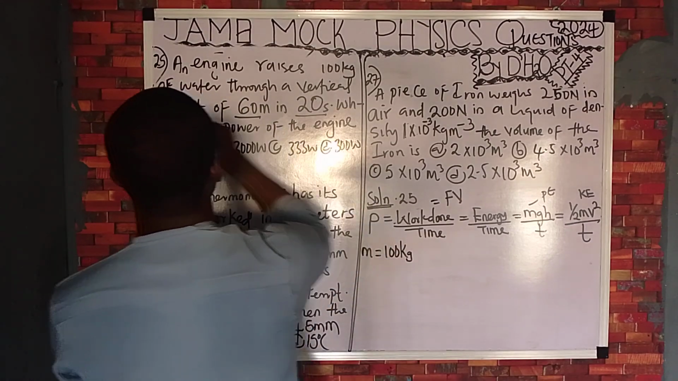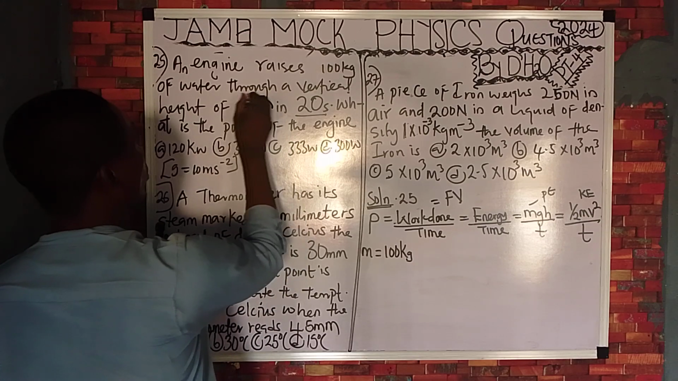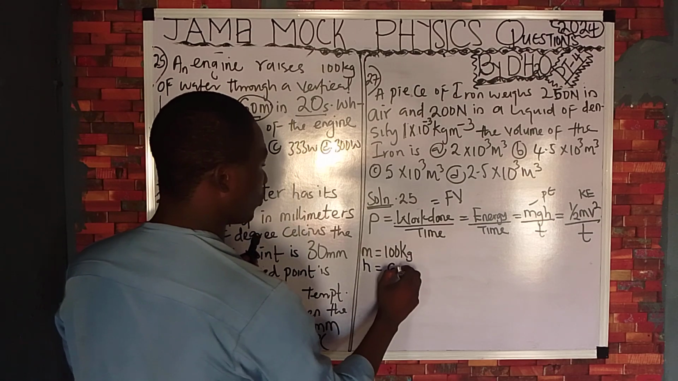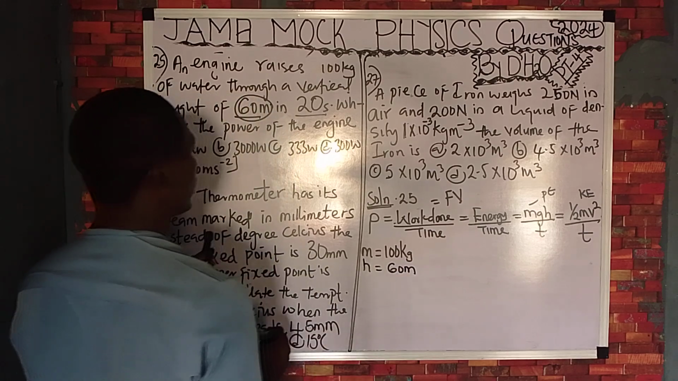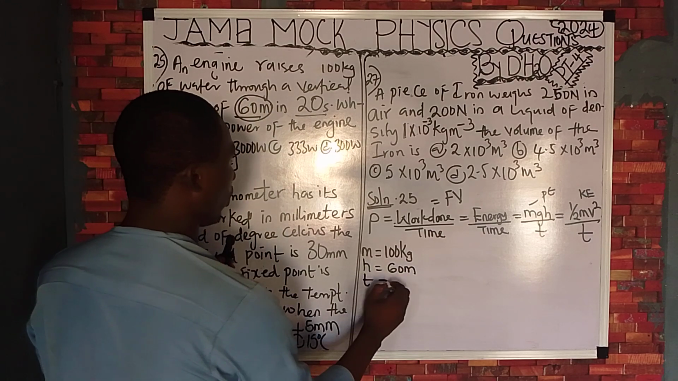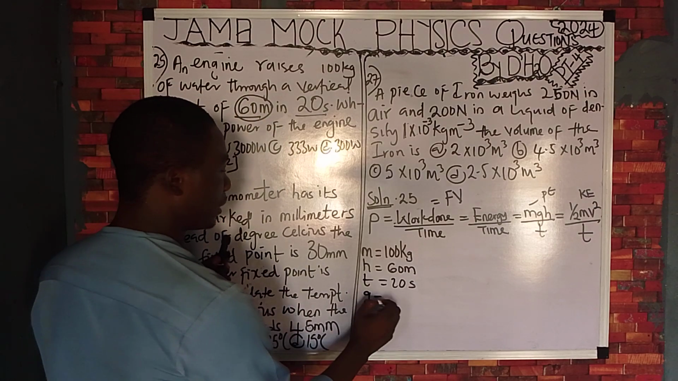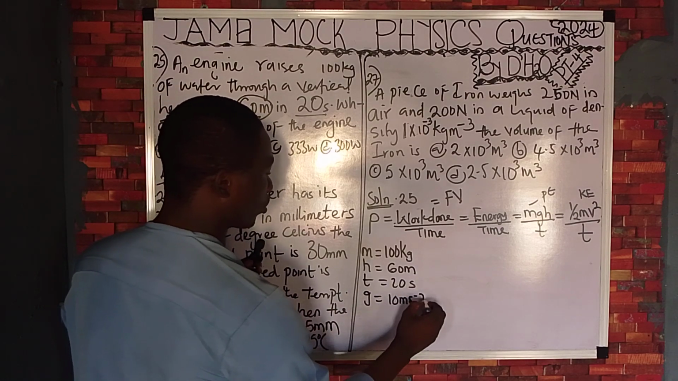This is the mass of water through a vertical height of what? 60 meter. Your height is equal to 60 meter. Okay, the time taken is what? 20 seconds. And then don't forget that gravity is 10 meter per second squared.